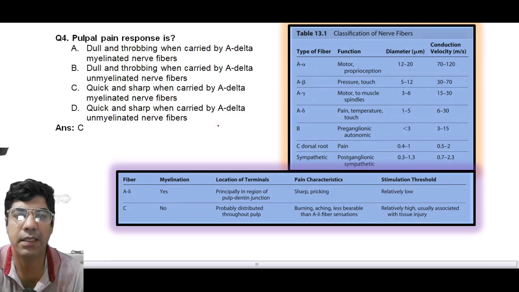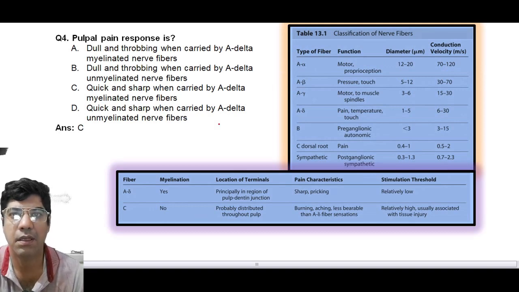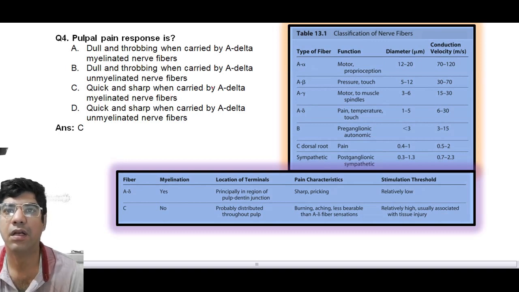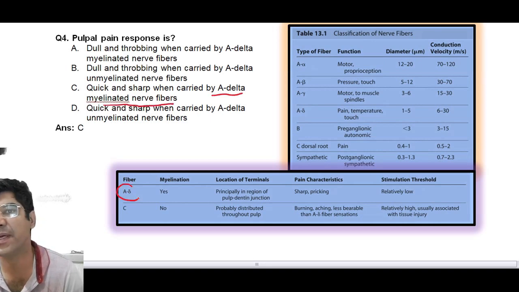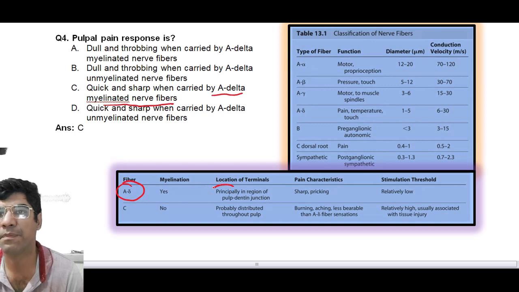The pain response, the pulpal response is quick and sharp when carried by A delta myelinated fibers. So remember, A delta fibers are principally located in the region of the pulp-dentin junction. They are characterized by sharp, pricking pain. So sharp and pricking pain are the characteristics of A delta myelinated fibers.